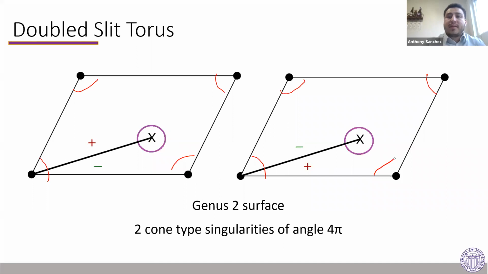Okay. And so this is going to be the main character of today's talk, these double slit tori. And so if you've never seen translation surfaces before, this is the only translation surface you need to worry about today.